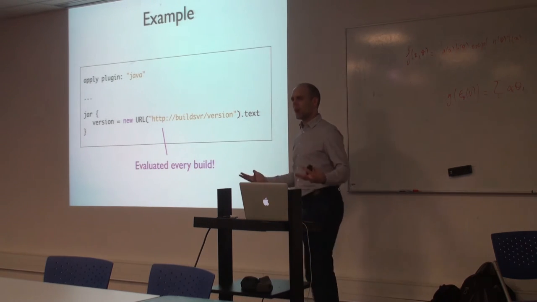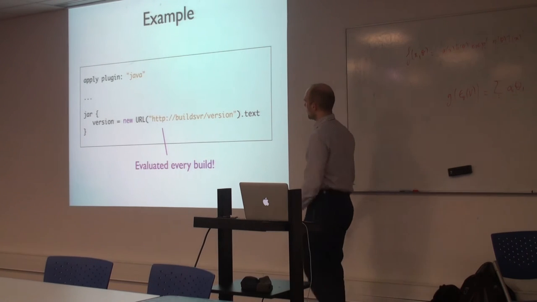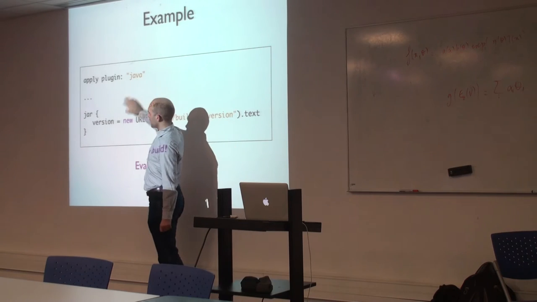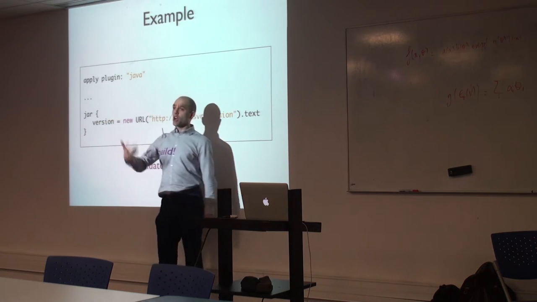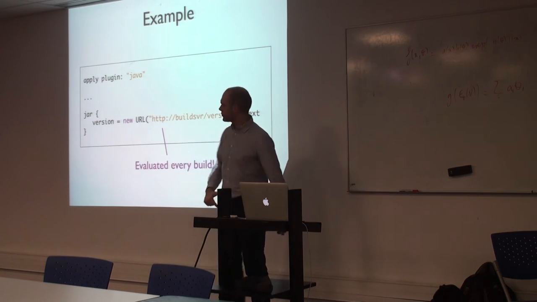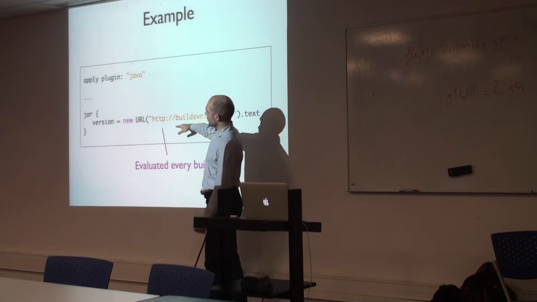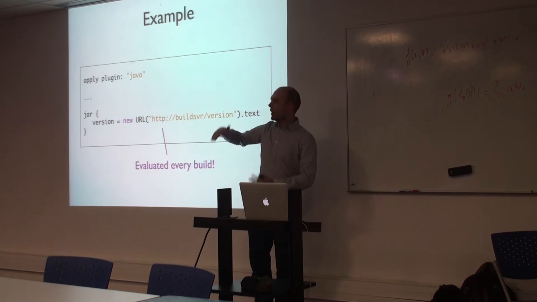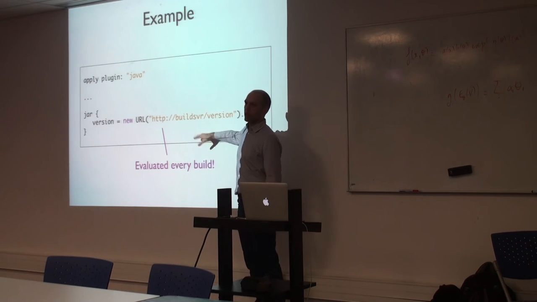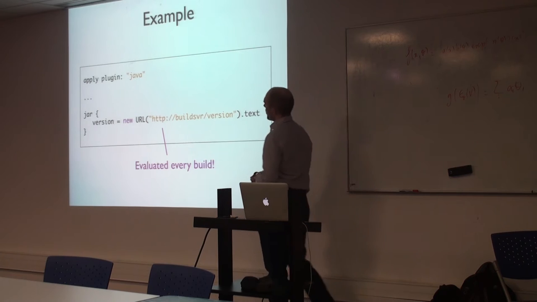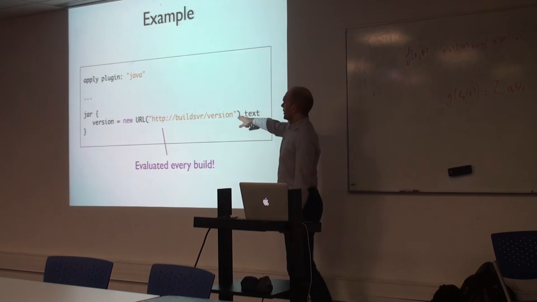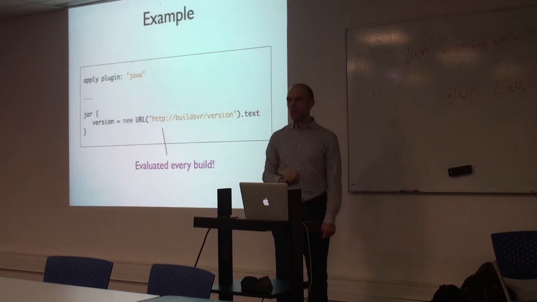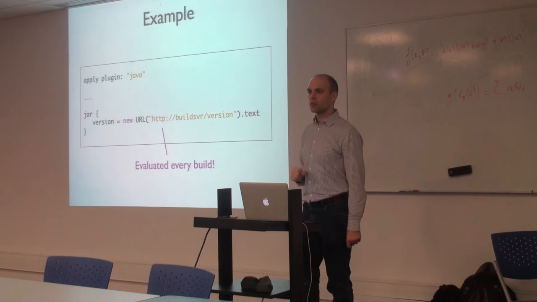I was trying to think of an example. I couldn't think of a really good one. But here we have the Java plugin again. That has a jar task that we can execute. And I'm using a special syntax for batch configuring the jar task. I can put multiple entries in here to configure the jar. And in this, I am calling a build server. I'm sending an HTTP request to give me, say, a build number.